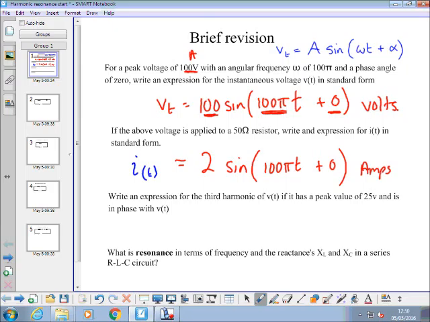What about the third harmonic? We'll call it V3 at time t equals, and the magnitude of that is 25 volts, so that'll be 25 sine. What will the frequency be? 300 pi t, and again that's in phase, so that's plus 0, and it's volts.